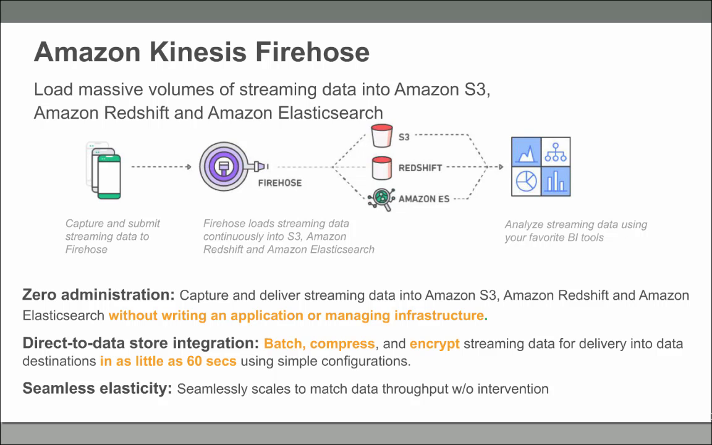Since this is a managed service, there's zero administration. You don't have to install any servers, you don't have to patch anything, and we already talked about scaling. The other nice thing about Firehose is that the data can be put into it in a raw format, and before it reaches its target, it can automatically be batched, compressed, and encrypted before it's delivered.